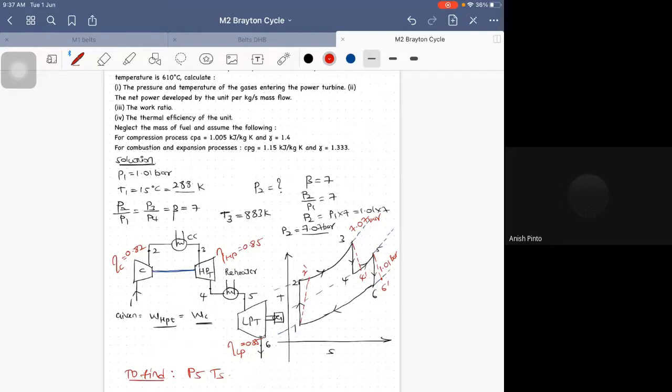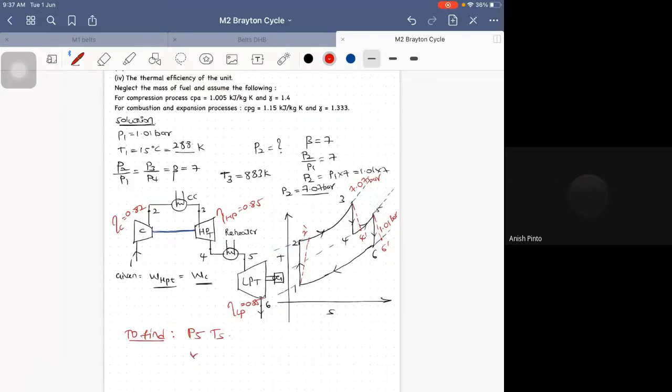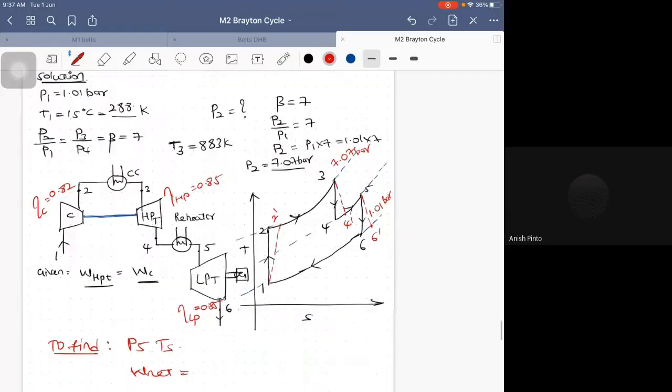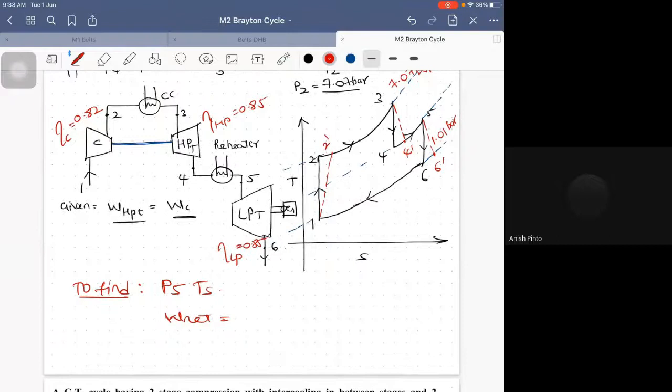The net power developed by the unit per kg per second mass flow, he says. So basically, he wanted to convey that you must calculate the value of W net. How many work done are there in this particular problem? Three. Very good. So here, it is a combination of WC plus WHP turbine plus WLP turbine. So this is the combination of all these three.